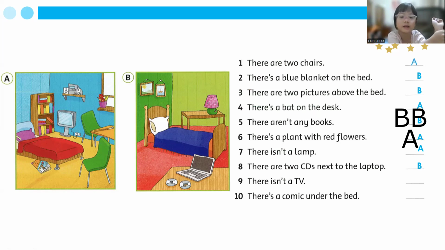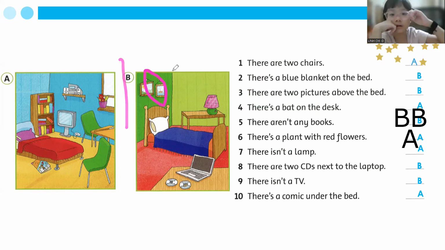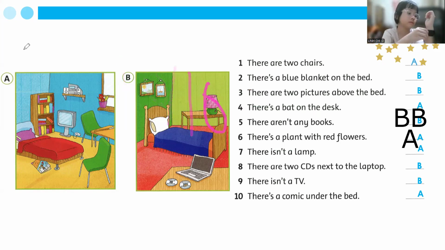Picture A. Nine. There isn't a TV. Picture B. Ten. There's a comic under the bed. Picture A. Well done, Mary. So you've got 1, 2, 3, 4, 5, 6, 7, 8, 9, 10 stars. Okay, so that's perfect. 10 out of 10.